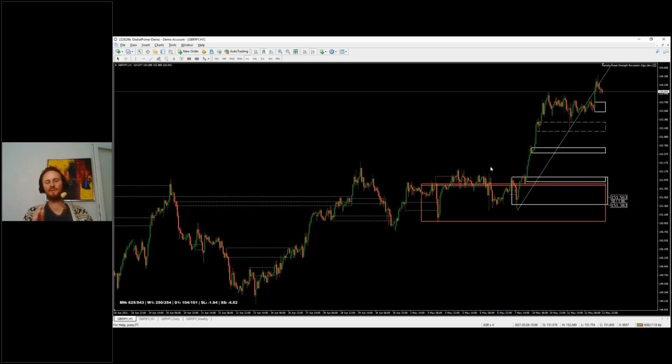Mark off a nice area and just walk forward in time and find the area of supply and demand that is responsible for consuming all of the previous areas that you've managed to walk through. All right.